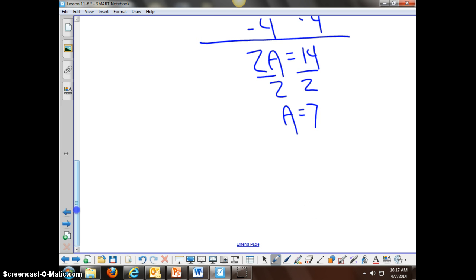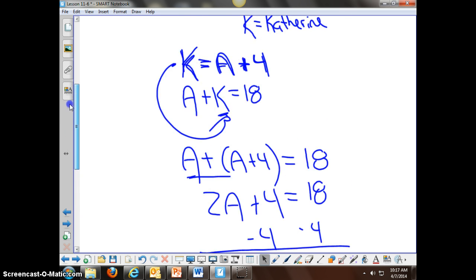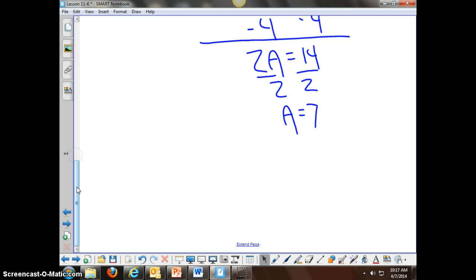How are we going to solve for Katherine? And you do need to show it. I know you guys know what 7 plus 4 is, but you do need to show it anyways. You have to plug in for K equals A plus 4, so you have to do K equals 7 plus 4. So we're going to plug into one of our equations. K equals 7 plus 4, and then you've got K equals 11.